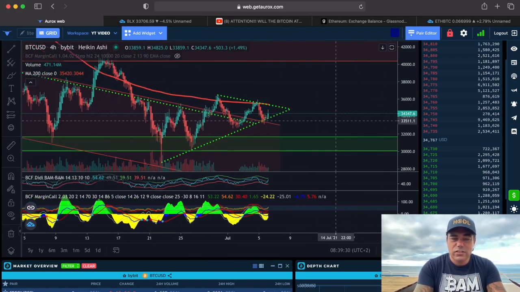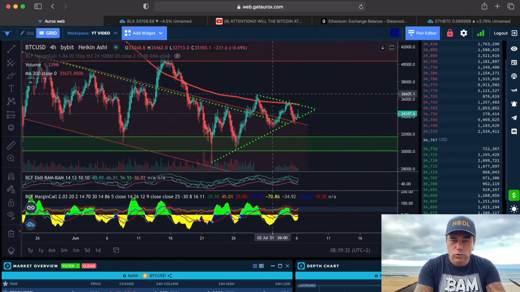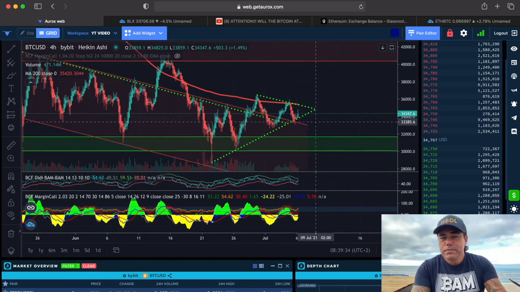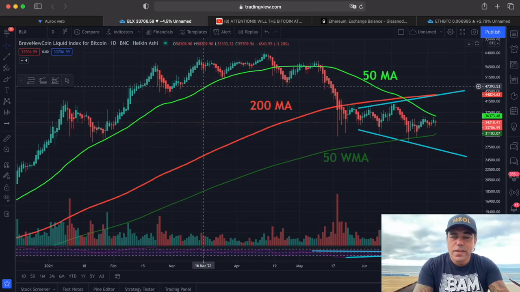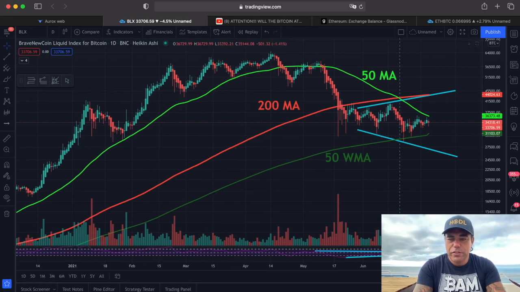So these lines are very important. You know, the red line, the 200, you have the 50. And to show you this, I'm going to show you the next chart. This one, very cool. Bam, over here. On this chart, with my face, in the bottom, not in the screen.